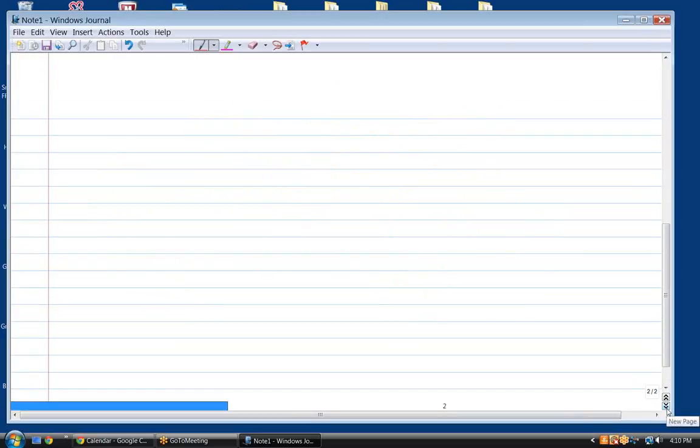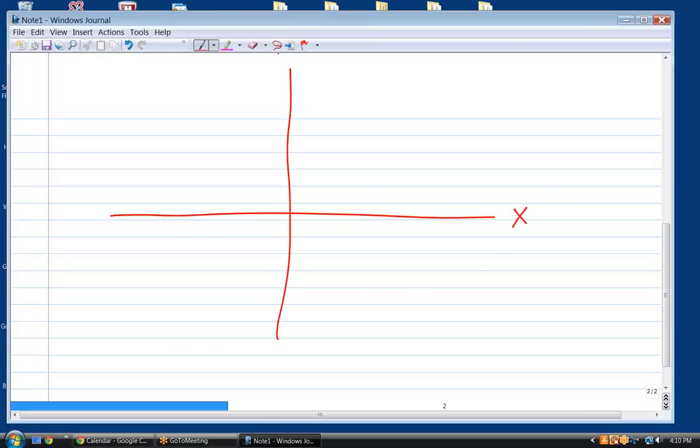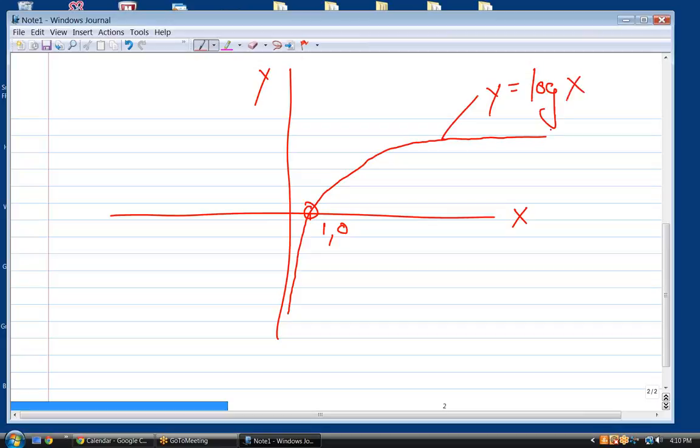Now you said that you weren't sure how to graph them. Logs of any base pretty much all look the same. They look a lot like this. That point is 1, 0. And this function is y equals log of x. So x is your horizontal axis, y is your vertical axis.